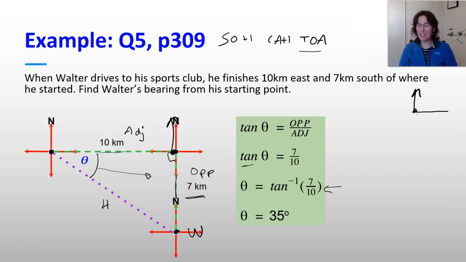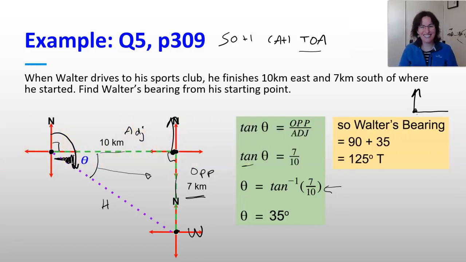Is that it? No, it's not, because from the starting point, this was here facing north and then turning around in a circle till you face Walter. So it's not actually just this little bit here in the triangle, it is the 90 degrees to get us facing east. And so that's the writing that we've got here. So Walter's bearing is not just 35, it's 90 plus 35 degrees. You can put the T for true if you want.